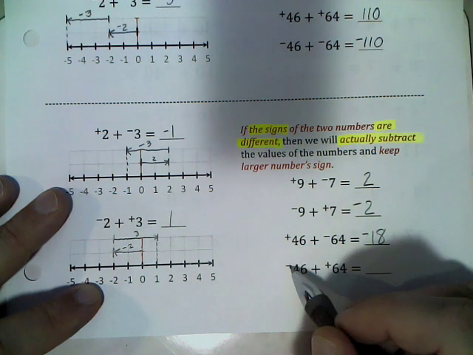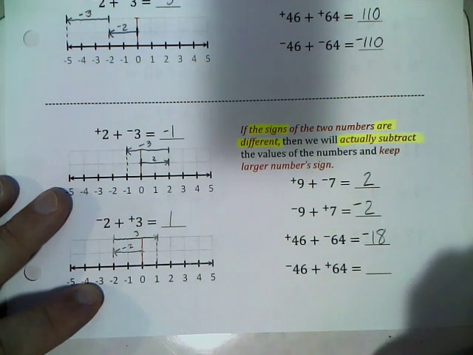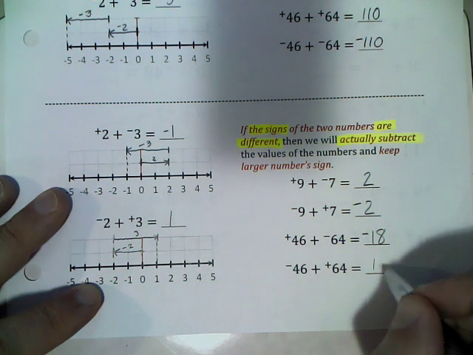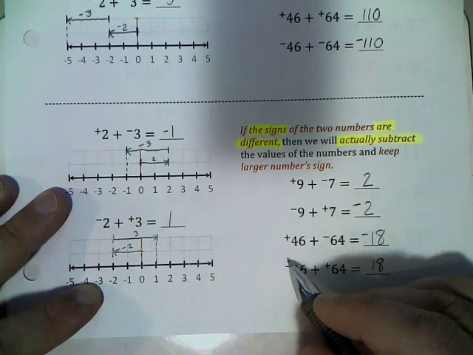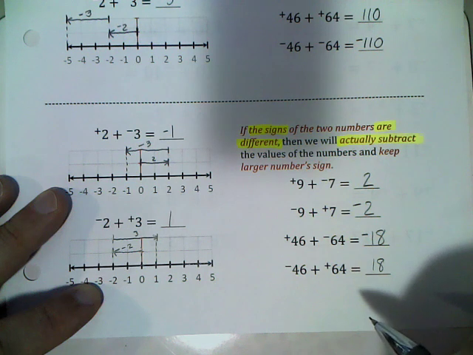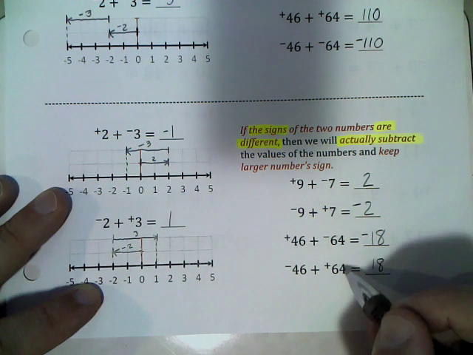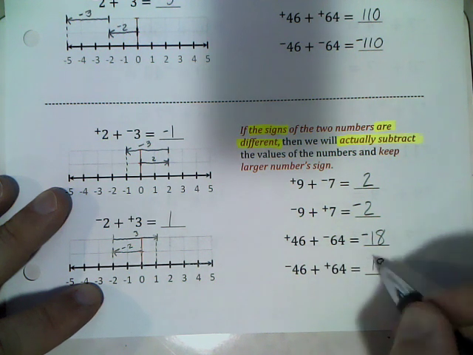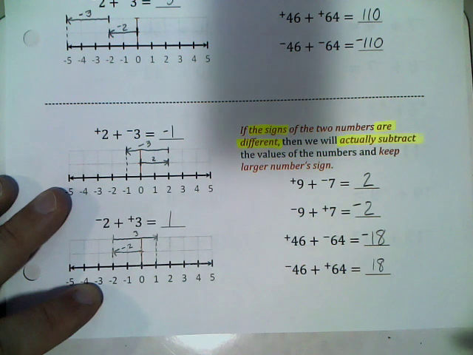And then with our last one, a negative 46 plus a positive 64, same idea. We're going to subtract because the signs are different. One's a negative, one's a positive. And then it's the big guy that wins. So this will be a positive 18.